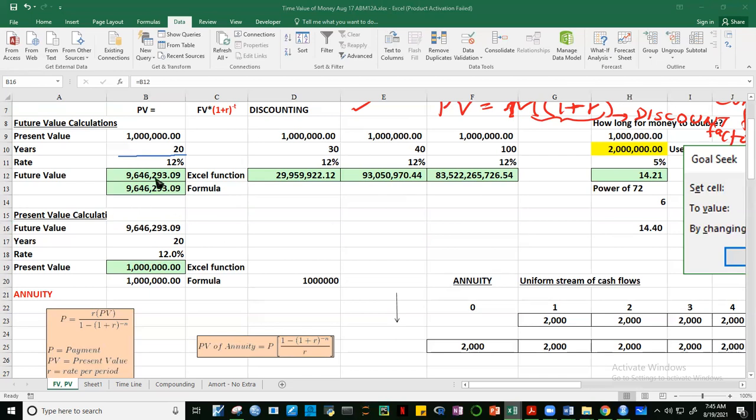Okay, we learned, guys, how to use the FV function, right? The FV function is what we used. Then we said we just put a negative here because Excel is very particular about the direction of the cash flows.